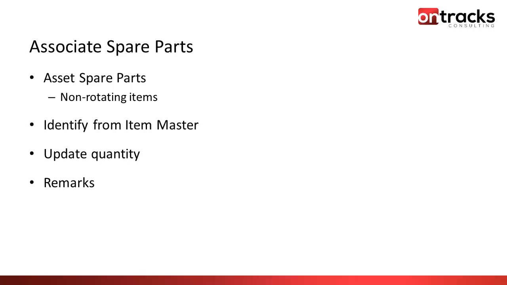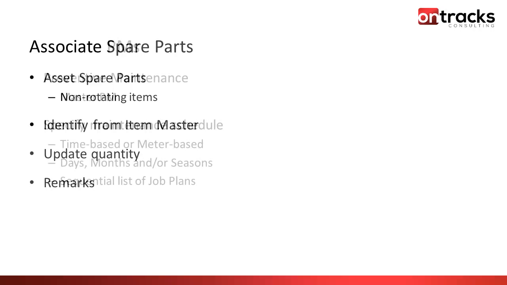Within the spare parts tab of the asset template, you're able to identify any of the non-rotating items that are associated with the asset records. From there, you're building that association through the item master application. And once that item has been identified, you're then able to update the quantity of that item that is required as a spare part for that particular asset.